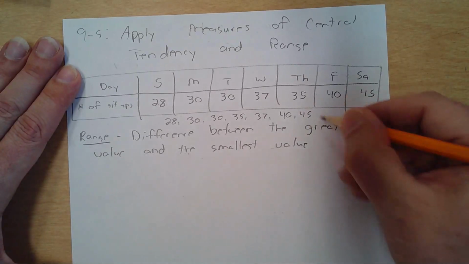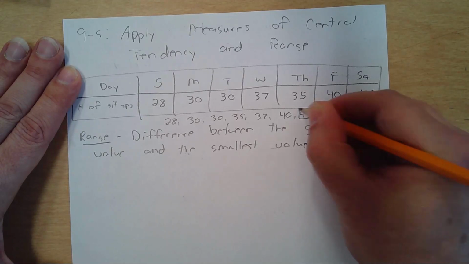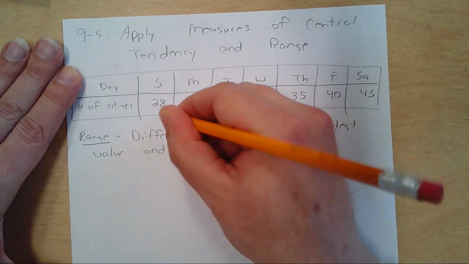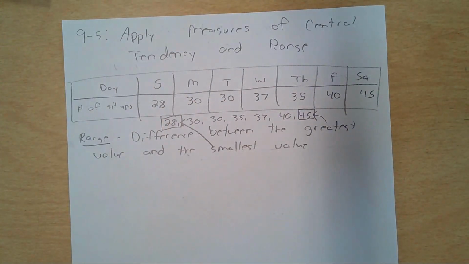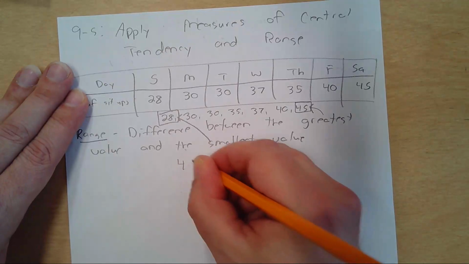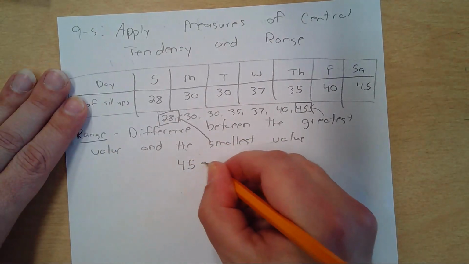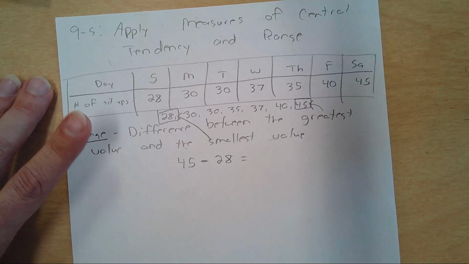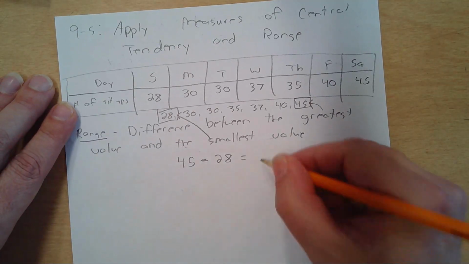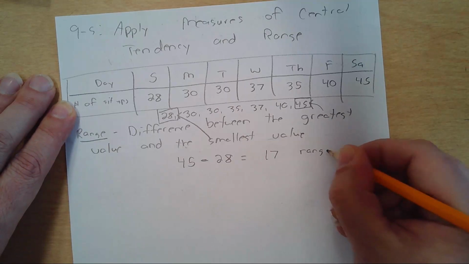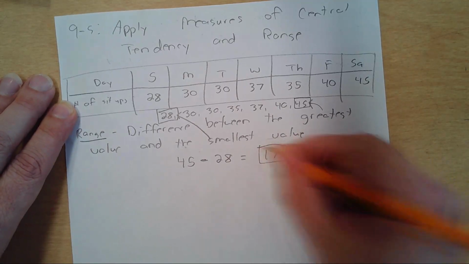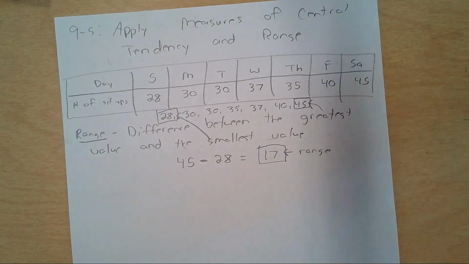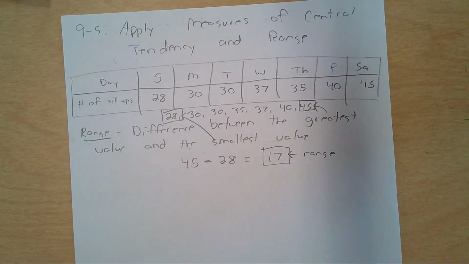So the greatest value, of course, is 45, and my smallest value is 28. So the range of my data, just take my greatest value, which was 45, and then I subtract my smallest value, which is 28. 45 minus 28 is 17. And that's my range right there. There's my range. So if I said, what's the range of this data? You should say 17. The greatest, subtract the least, a range of 17. Okay.